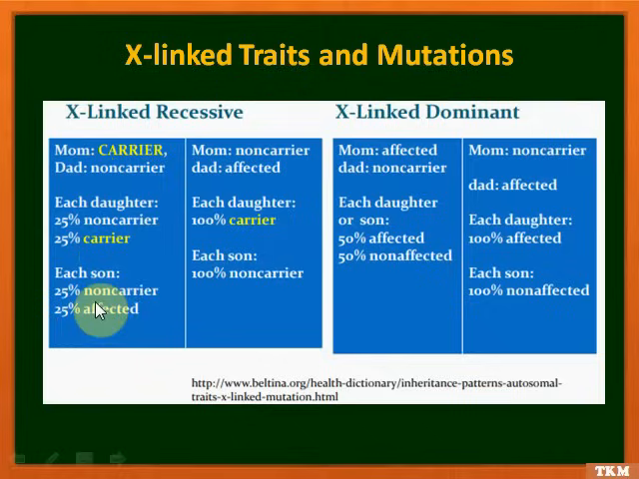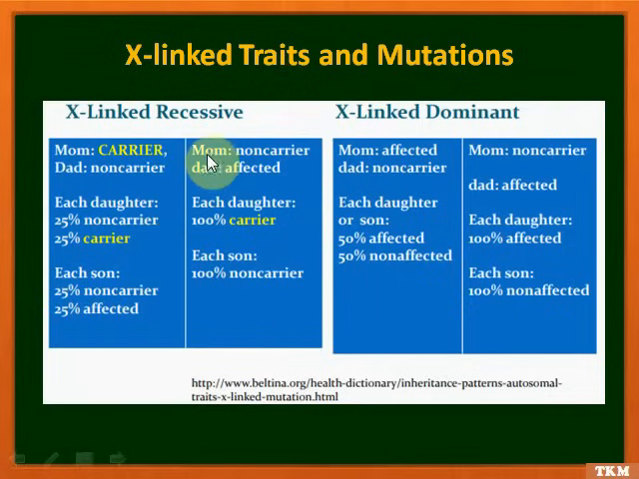Whereas son, 25% again will be non-carrier and 25% will be affected, because though mom was a carrier, the faulty X chromosome of the mom was passed on to the son, and because the males have only one X chromosome, they get affected, they don't become carrier.